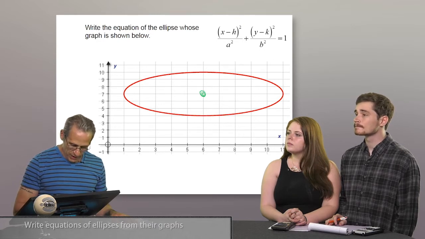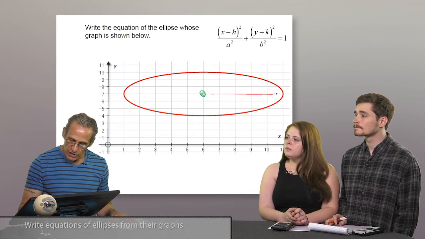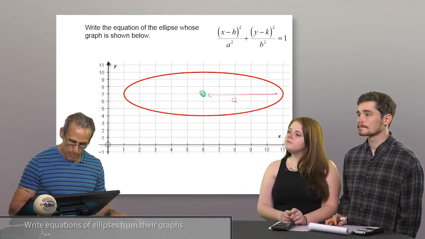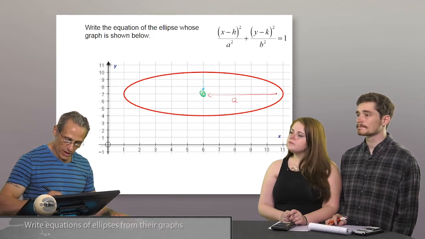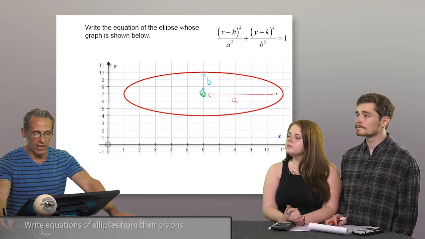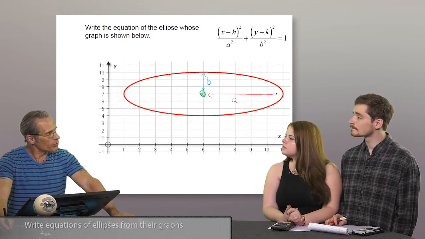Once we identify the major axis, we know that this distance right here is a. And when we identify the minor axis, we recognize this distance right here is b. So the distance from the center out to the vertices is a, and the distance from the center out to the co-vertices is b.